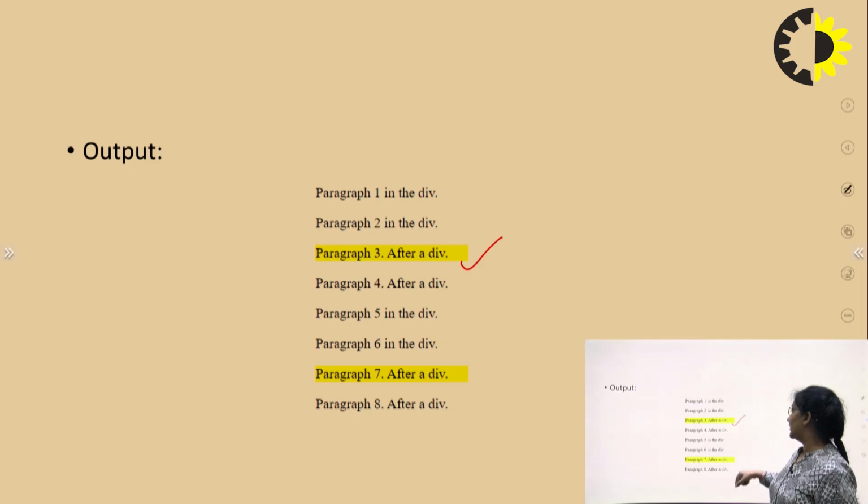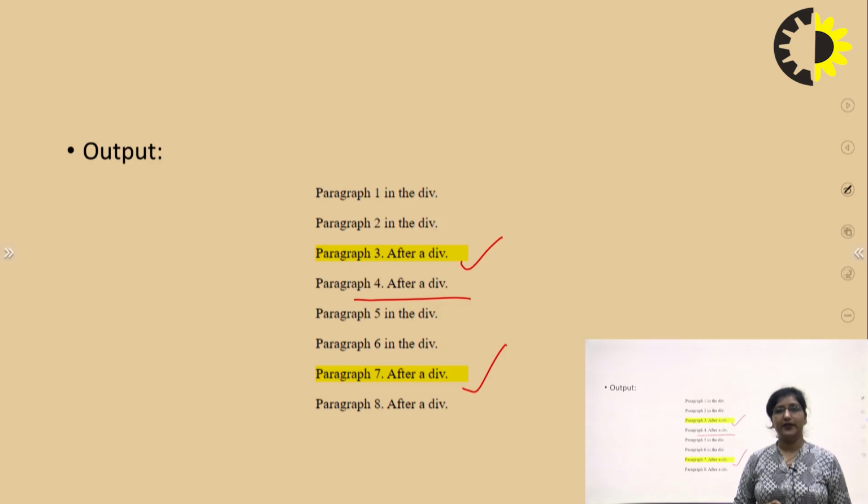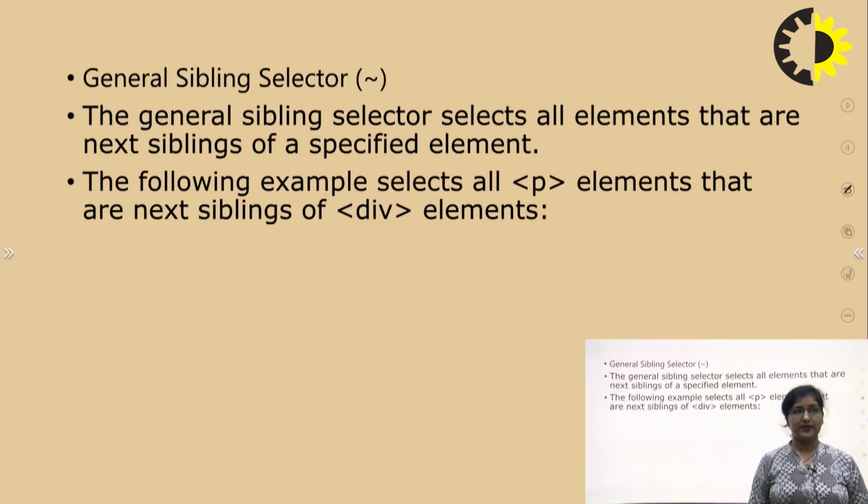Paragraph 3 after a div and paragraph 7 after a div. Paragraphs 1 and 2, why not? Because for 1 and 2, they were a parent-child relationship. For paragraph 4, it was not an adjacent sibling. Paragraphs 5 and 6, again, that was a parent-child relationship. And for paragraph 7, it will work. Paragraph 8, why not? Because that was not an adjacent selector. So, in this way, by having various combinations, we can see how and where, with the help of the attributes and these various selections, we can get a flexible CSS.